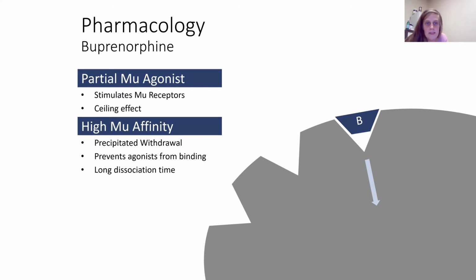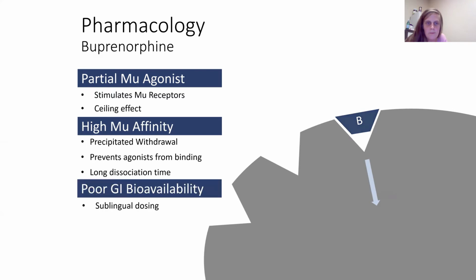Also relevant to this is that it prevents agonists from rebinding, so the heroin that may be in somebody's body is not going to go back onto that. And it has a long dissociation time. And so these are the properties that help Suboxone to prevent somebody from getting a euphoric effect should they take heroin or another full agonist while on Suboxone, while the Suboxone is still working.